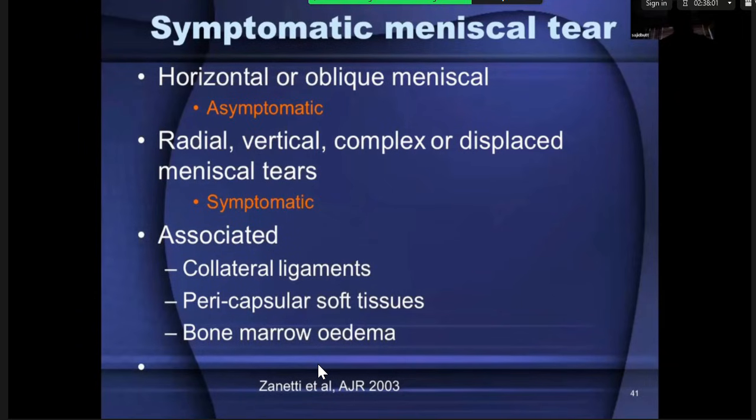The symptomatic patients are usually the ones who have radial tears, vertical longitudinal tears, complex tears, or displaced meniscal fragments. The horizontal tears are usually asymptomatic, and you would see them as an incidental finding in the elderly age group. They've got other problems like chondromalacia and advanced osteoarthritis. So the meniscal tissue is not really that important in them. Of course, you have to look for associated injuries in terms of collateral ligament damage, pericapsular soft tissue injuries, and bone marrow edema.